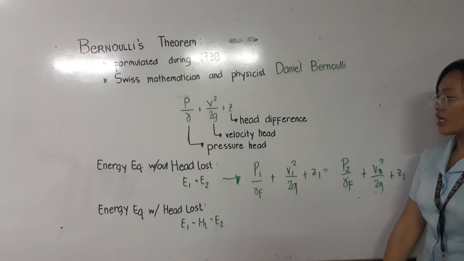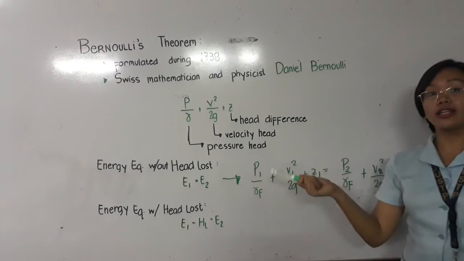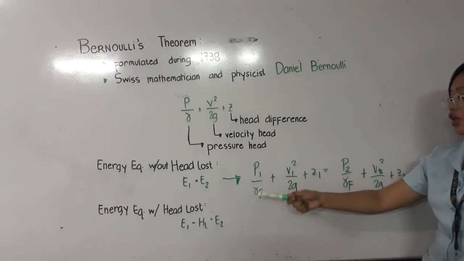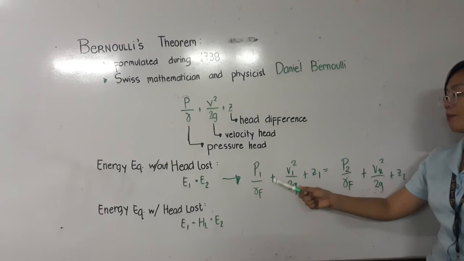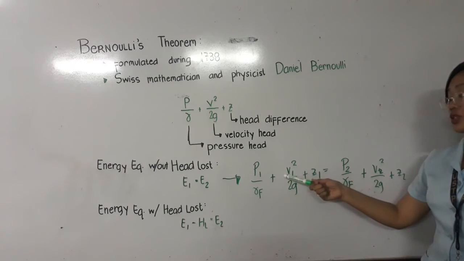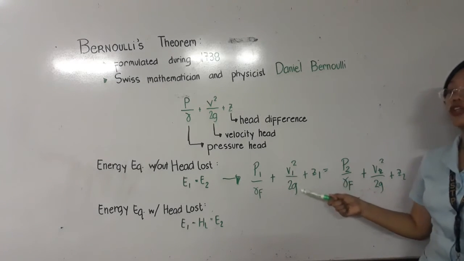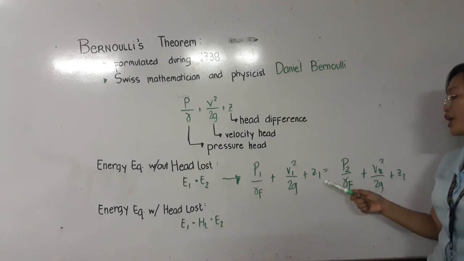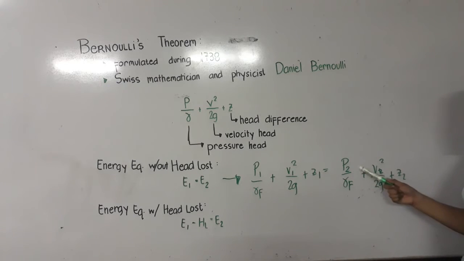So the energy equation without head loss says pressure 1 over the unit weight of fluid plus the squared velocity 1 over 2g plus z1 equals pressure 2 over the unit weight of fluid plus velocity of section 2 squared over 2g plus z2.